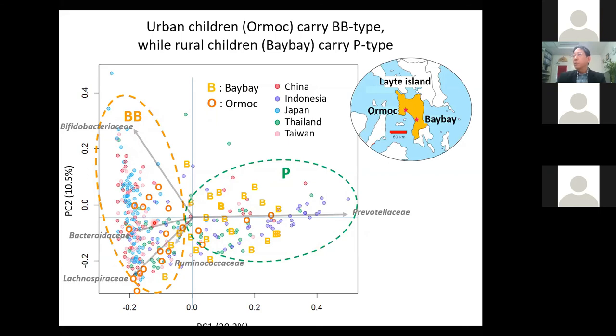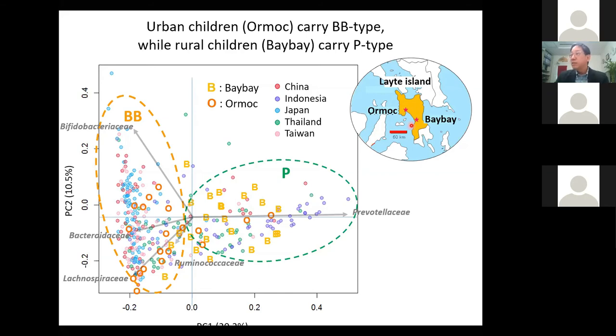It is quite surprising because these two cities are only 60 kilometers from each other, and probably the ethnic groups of the two cities are mostly the same.